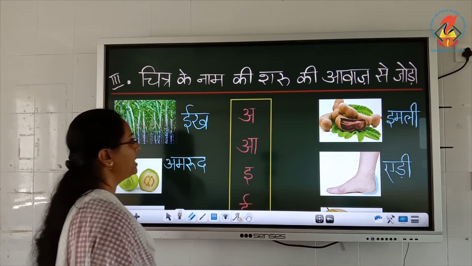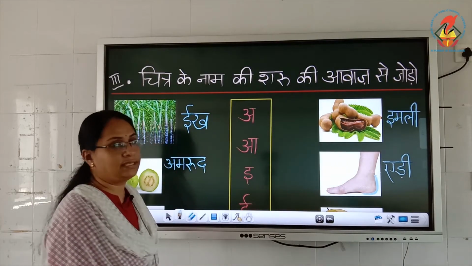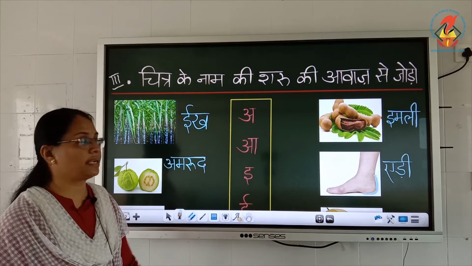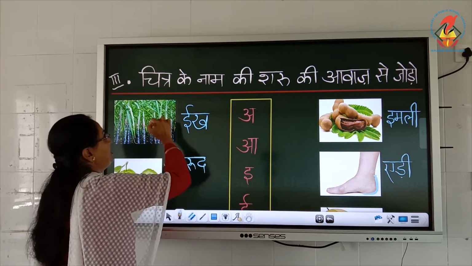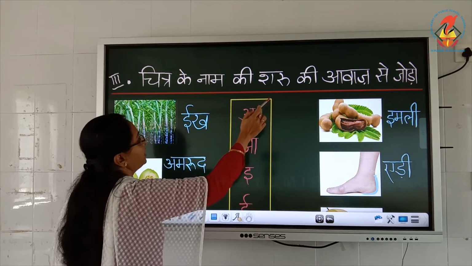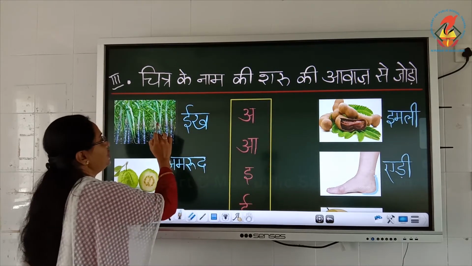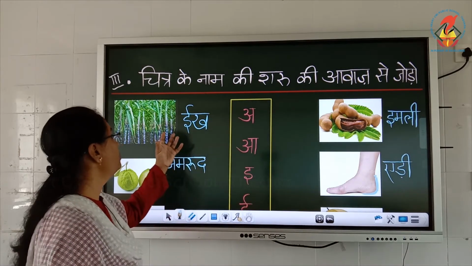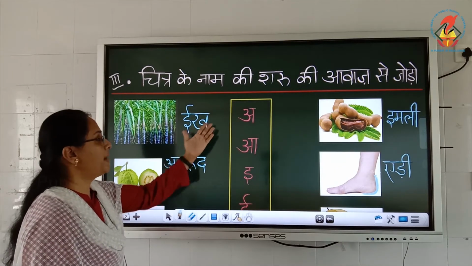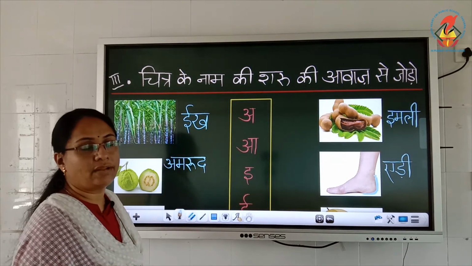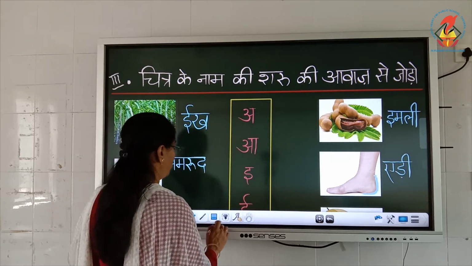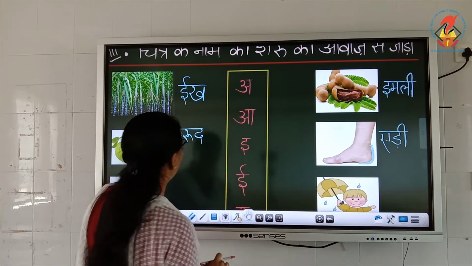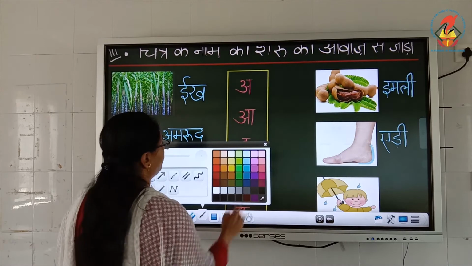देखा? Now let us match these 4 words first. Okay, then we will go to the next writing. So what is your question? चित्र, पिक्चर के नाम की शुरू की आवाज. Okay, the beginning sound of the picture should be matched with the letters given here. So shall we start? Yes. So first picture, let me take a little bit up so that you can do it. Okay. Now let us see what we have to do.